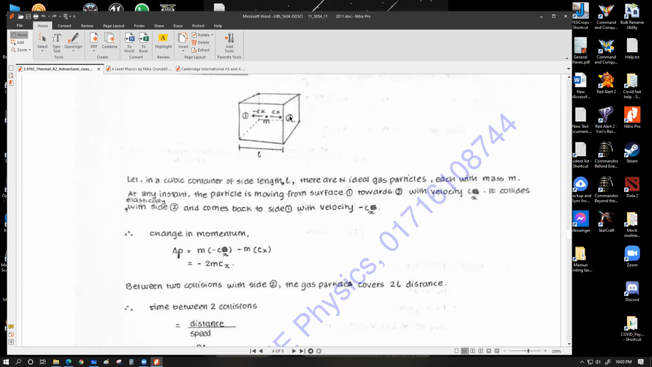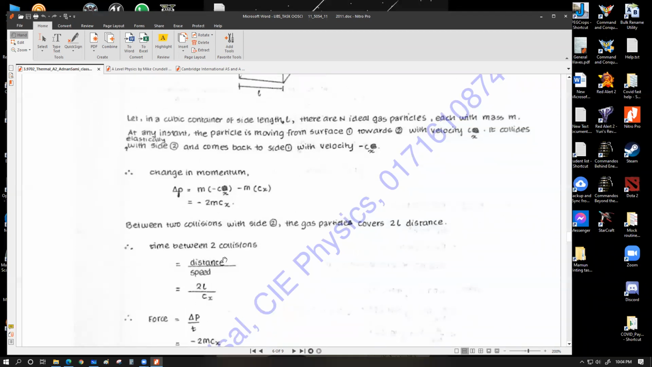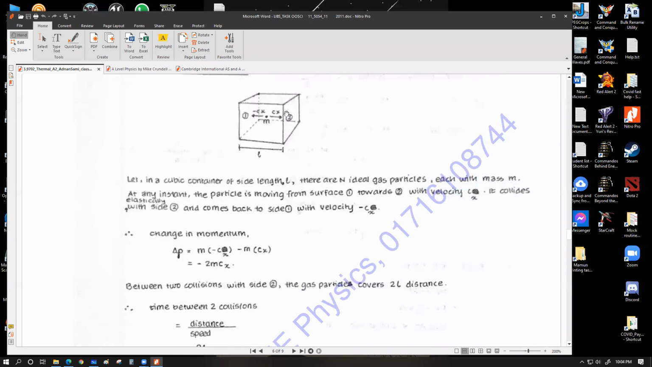So let's say it starts from here, goes all the way over here, and eventually comes back over here. So from side 2 going all the way to 1 and coming all the way back to 2. Between two collisions with one side, it takes some time. How much time is that? Let's say that time is t. So between two collisions with wall 2 you have t time, which means every collision takes t time. Do you understand this part?